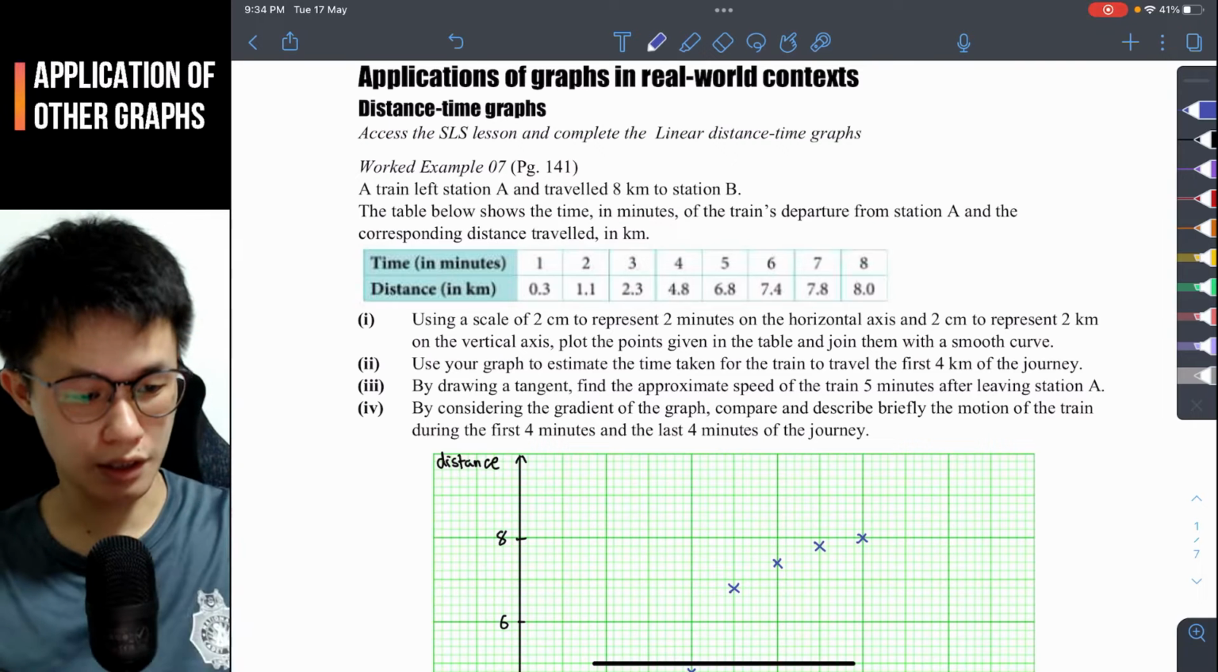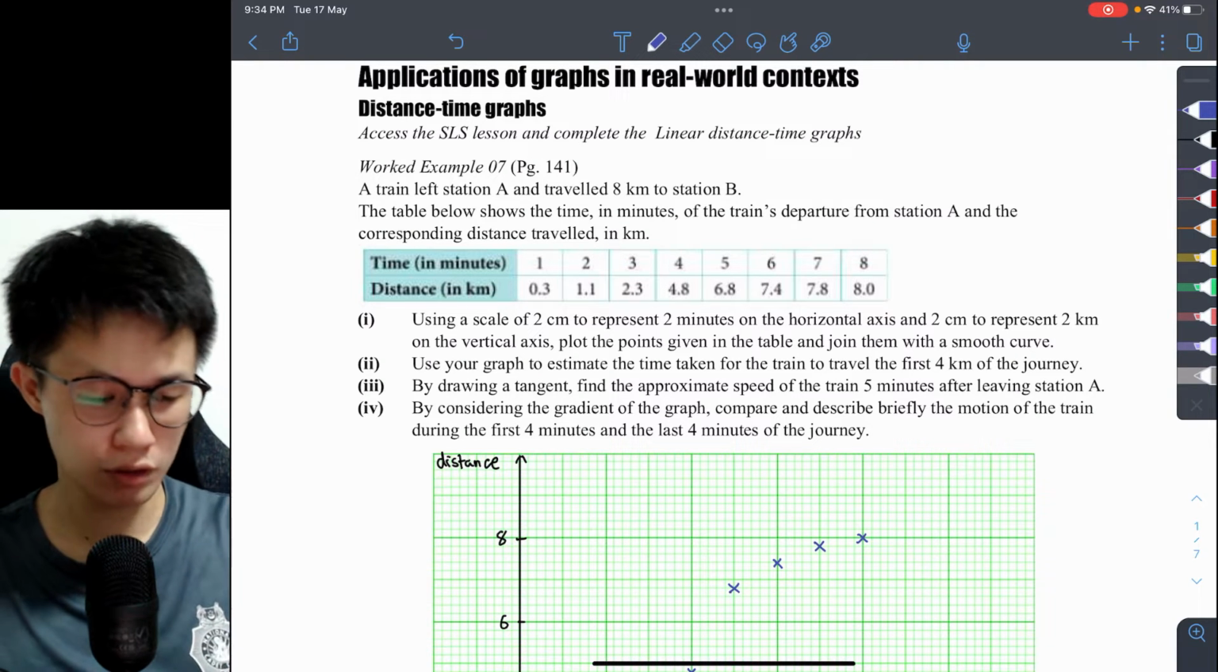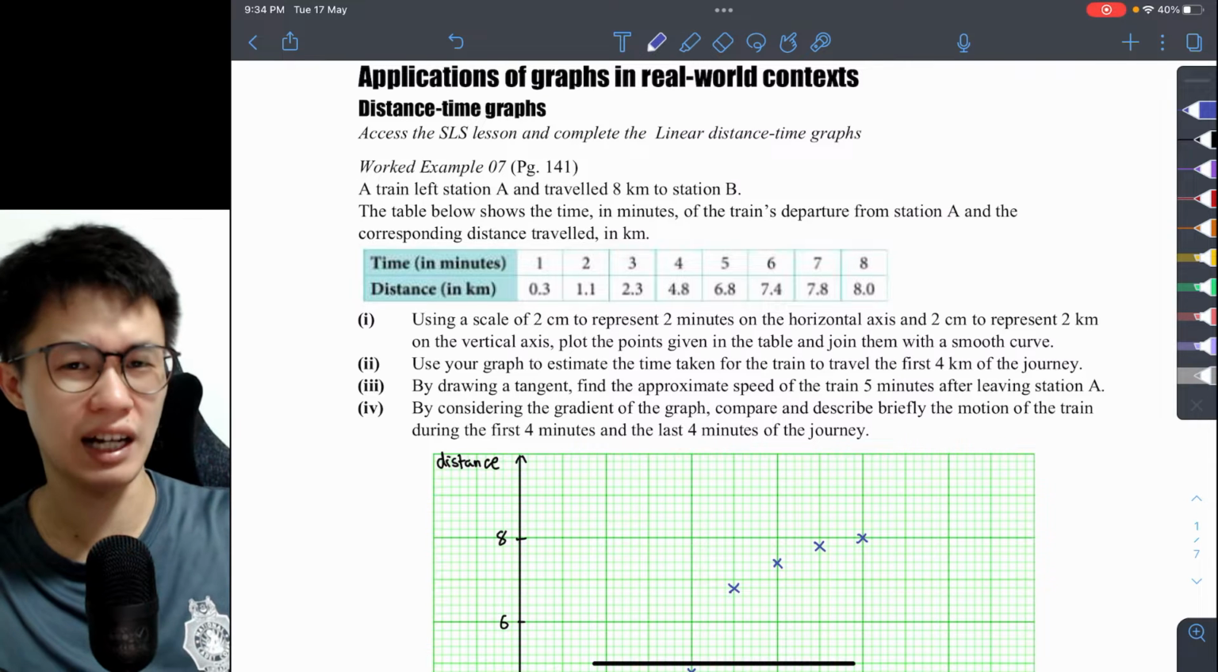Hey, welcome to this lesson on applications of graphs in real-world context. We're going to look at one kind of graph, a few kinds actually.